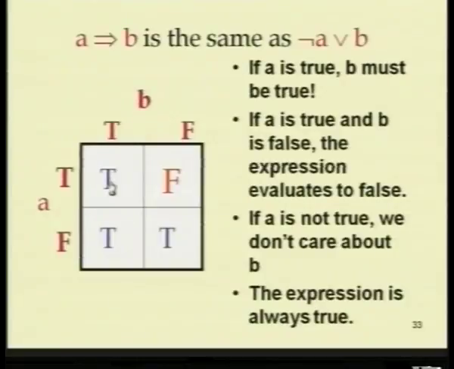A true, B true, true. A true, B false, false. A false, B true, it can be anything. So, true, A false, B false, also it can be true.